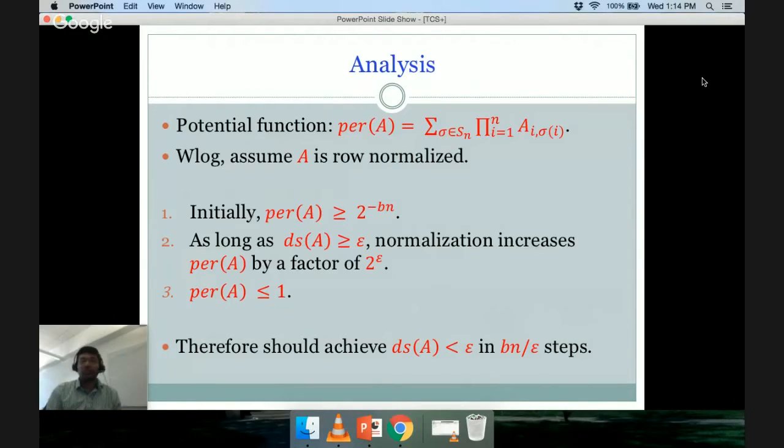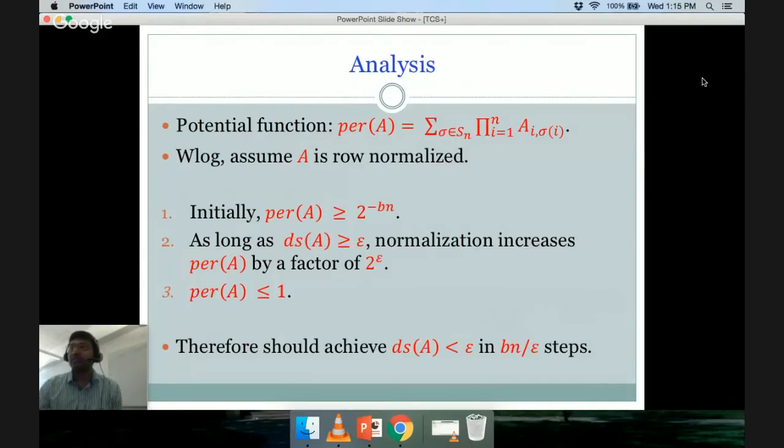Maybe it's worth pointing out that the normalization operation, say row normalization, has a very clear effect on the permanent, right? Yes. If you multiply the first row by 2, the permanent goes up by 2, right? Yes. So if you multiply A by a diagonal matrix, the permanent changes by the determinant of the diagonal matrix. Yes, exactly. Thanks.